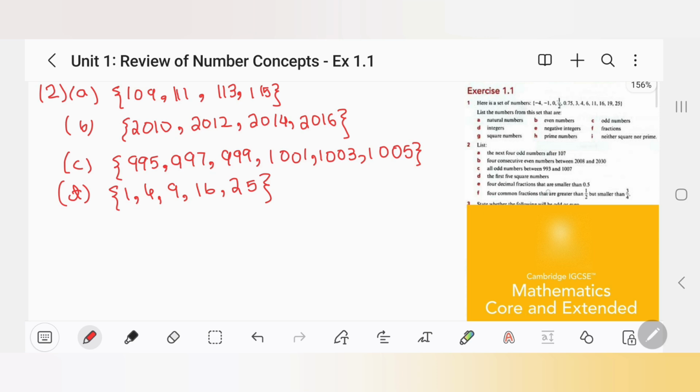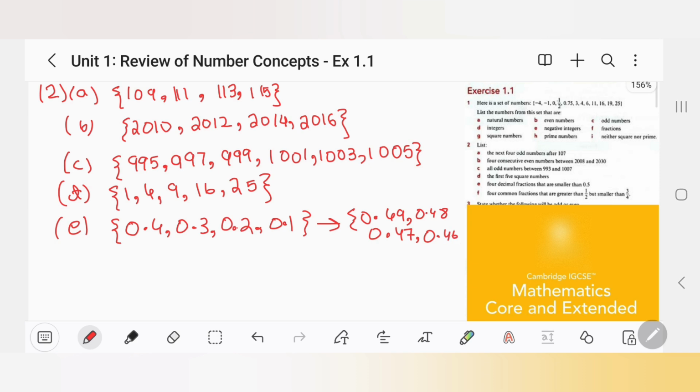4 decimal fractions that are smaller than 0.5. This is a very interesting question. So I can take any small number, like I can take 2-digit small number, 3-digit small number, but I will go in a line. Before 0.5 there is 0.4, 0.3, then 0.2, and then 0.1. You can also write, it's your choice, 0.49, 0.48, 0.47, and 0.46. This is also one of the possible answers. So it's totally your choice.